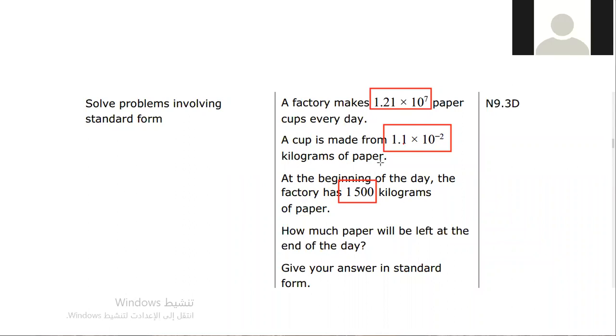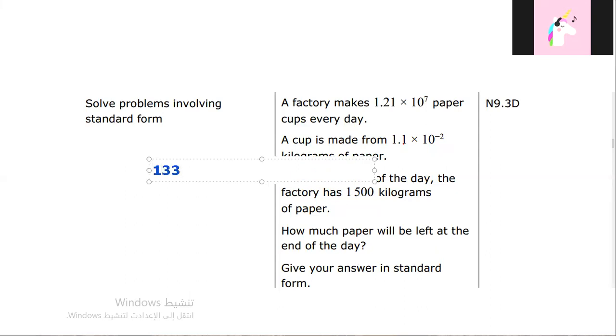A factory makes paper cups. So we did something similar to this question. After we multiply them together, then we subtract. It's supposed to be like this. Okay, and then we get 133,100. The number is big, right? 1,500.